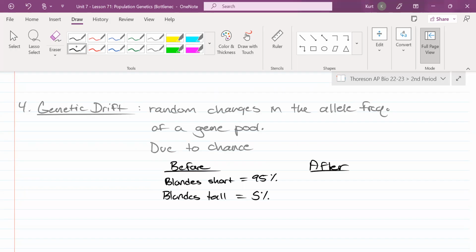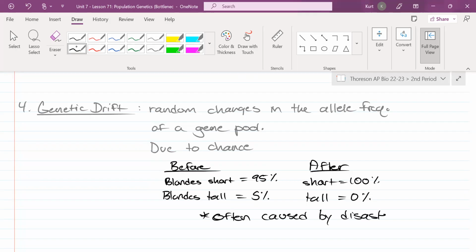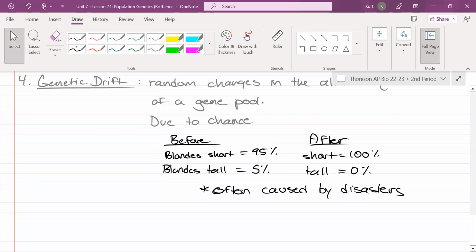Are the percentages the same? No. Short is now 100%. Tall is 0. This is called genetic drift. They're random changes to the frequency of traits, and it's due to pure chance and is most often caused by disasters. Maybe it's caused by predators, but you're changing your frequency.